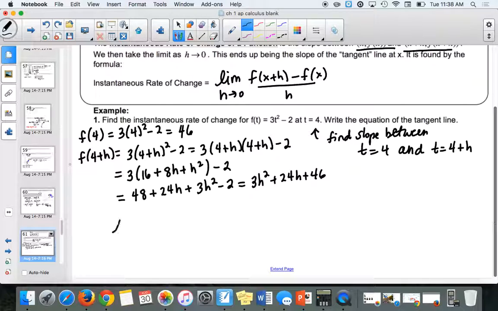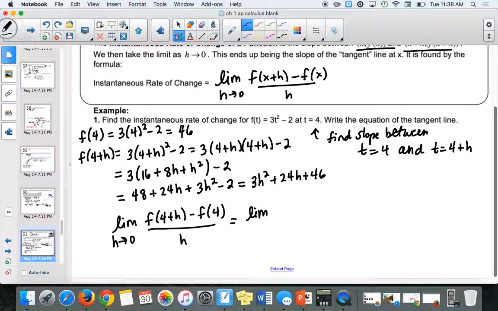So let's write the formula. We're going to do the limit as h goes to 0, and we're going to have f of 4 plus h minus f of 4 all over h. The h is really just 4 plus h minus 4, right? It's the slope formula still.